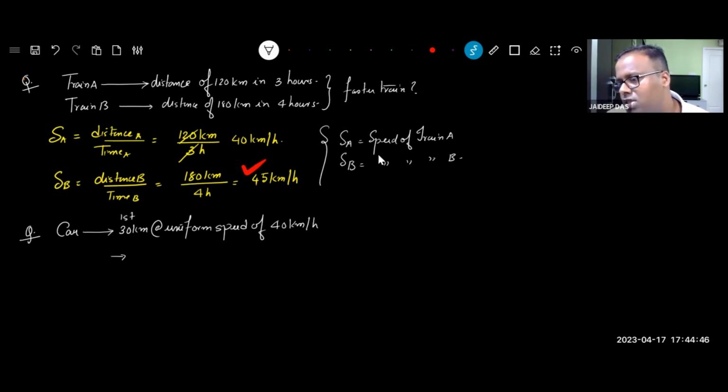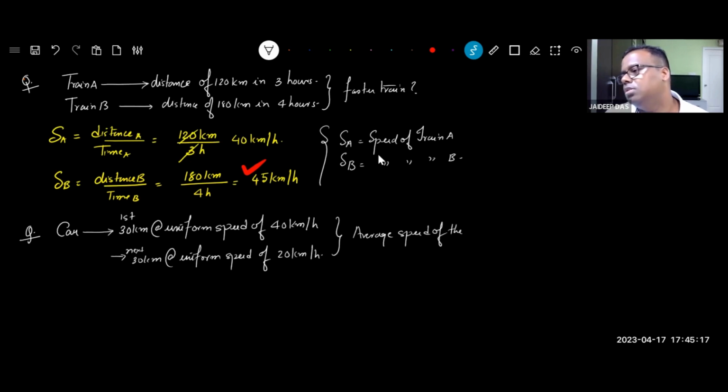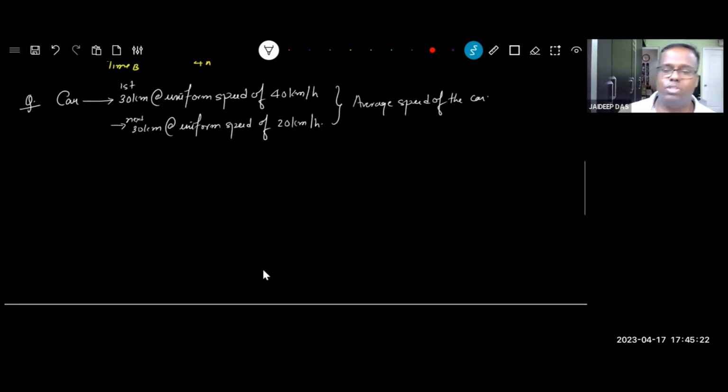And after that, it travels the next 30 kilometers at uniform speed of 20 kilometers per hour. You are asked to find what is the average speed of the car, right?